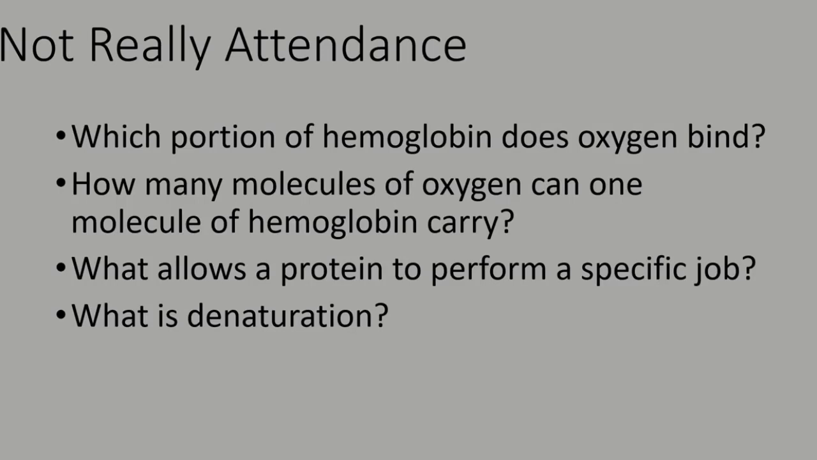And the result is the protein will change shape. And if it changes shape, it loses the ability to do that specific job. It may develop an ability to do a different job at that point, but it's all about shape. And denaturation results in a change in that shape.